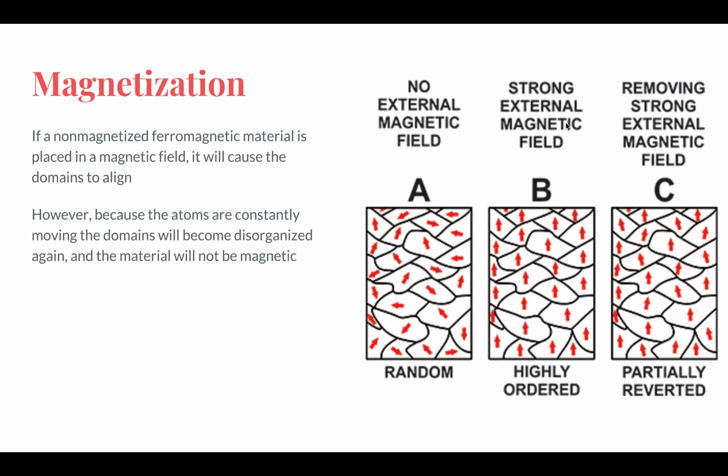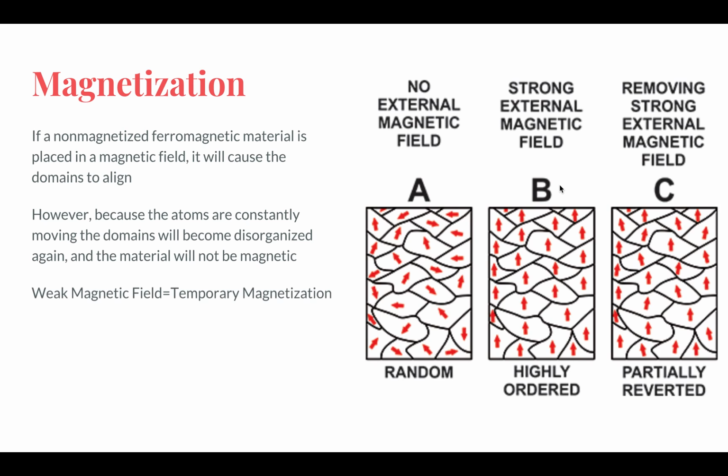However, as soon as you remove that strong magnetic field, atoms are constantly moving, and so the domains will become disorganized again, and the material will not be magnetic. You can see that right here in C. When it's in the magnetic field, all of the domains are perfectly aligned. Once we remove the strong external field, the domains just become slightly reverted to their original form. So over time, they will completely revert to being random, and they will not be magnetic.